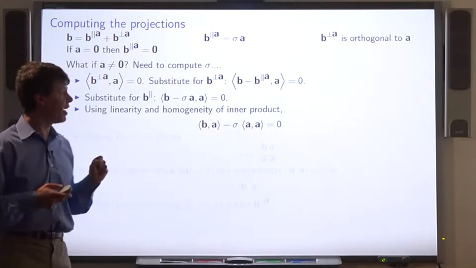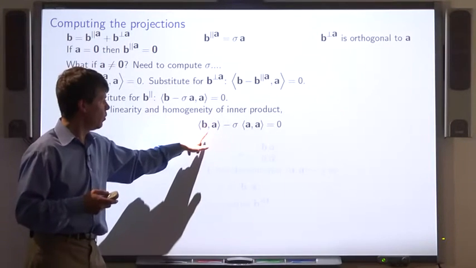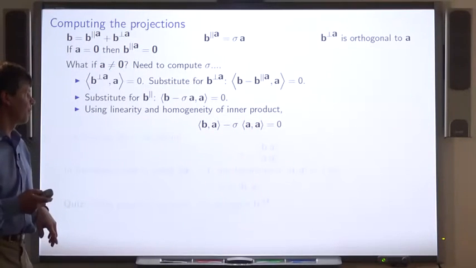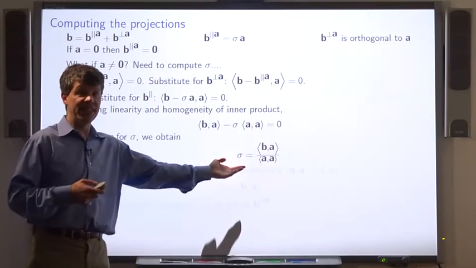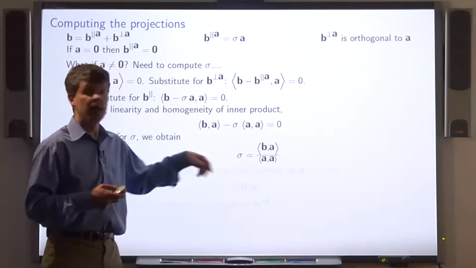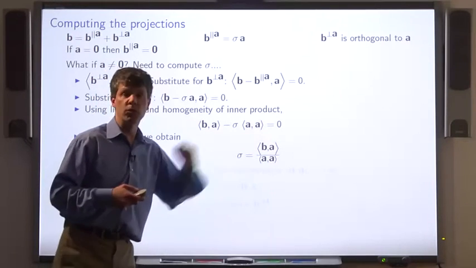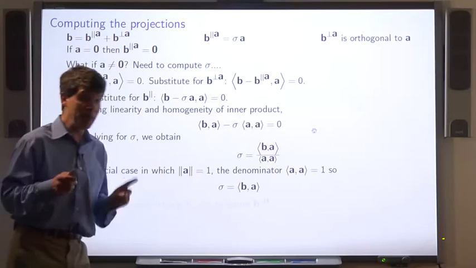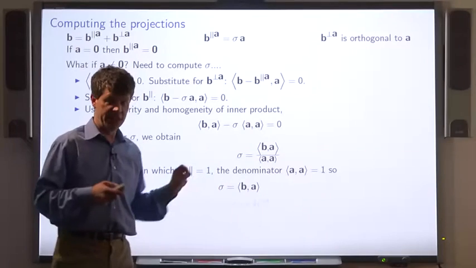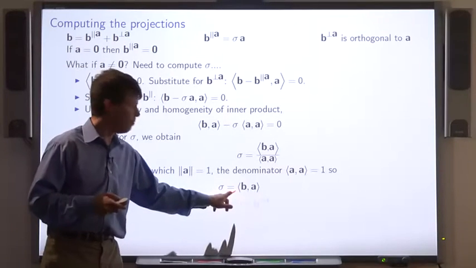Using homogeneity of inner product, this equation is the same as this equation. The inner product of B with A minus sigma times the inner product of A with itself equals 0. And this gives us the value of sigma. Sigma is the ratio of the inner product of B with A to the inner product of A with itself. And in the special case where the norm of A is 1, the denominator, the inner product of A with itself, is 1. So sigma is the inner product of B with A.